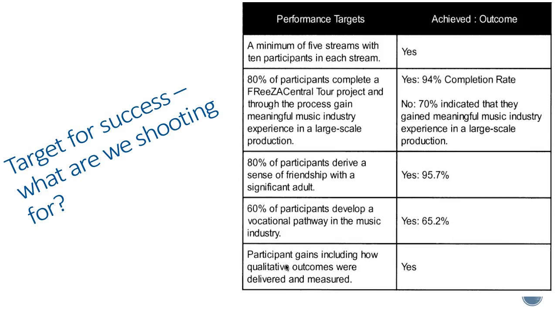Targets for success. So what are we shooting for? Performance targets may mean, you can see this whole list, a minimum of 5 streams with 10 participants in each stream, 80% of something, 60% of participants develop a vocational pathway in the music industry. So these are, again, what we're shooting for.